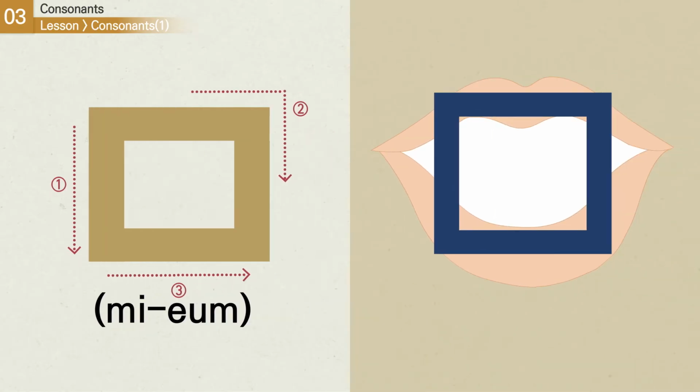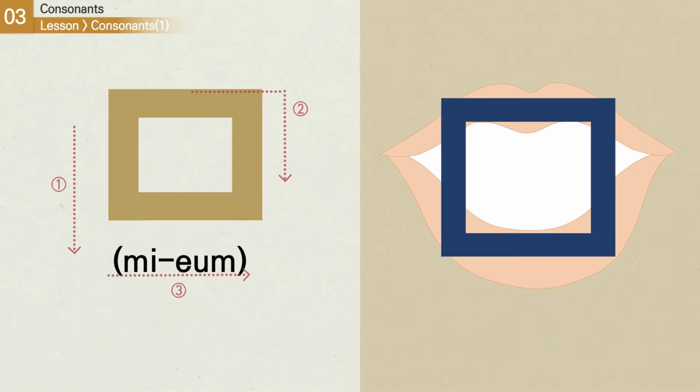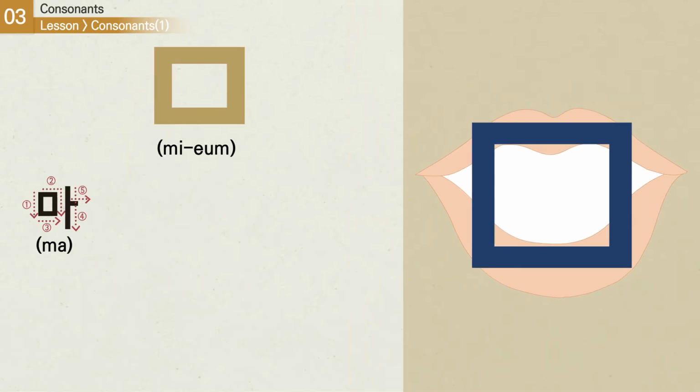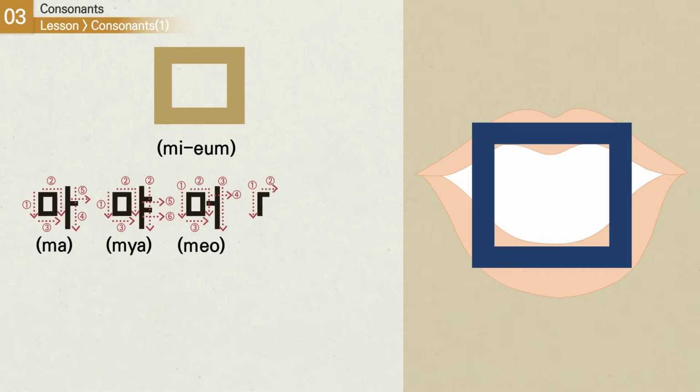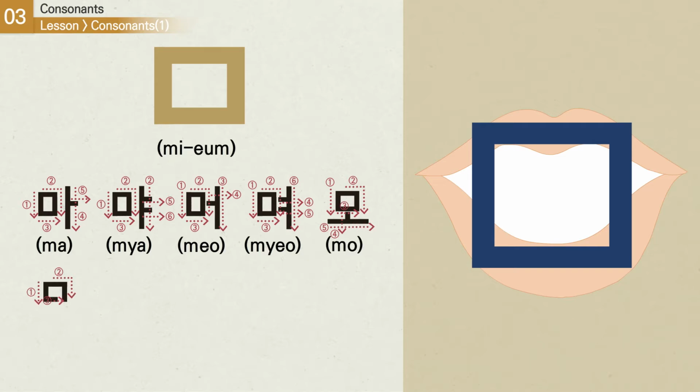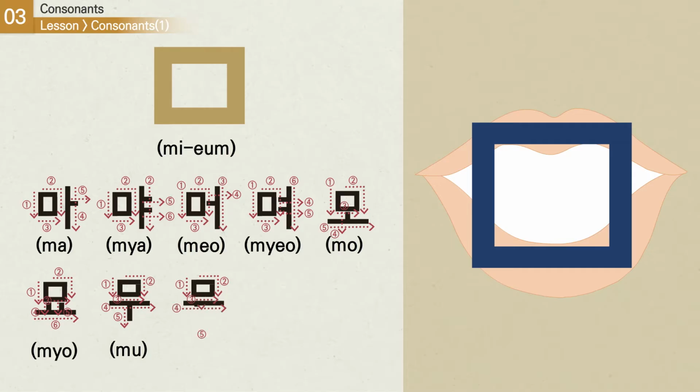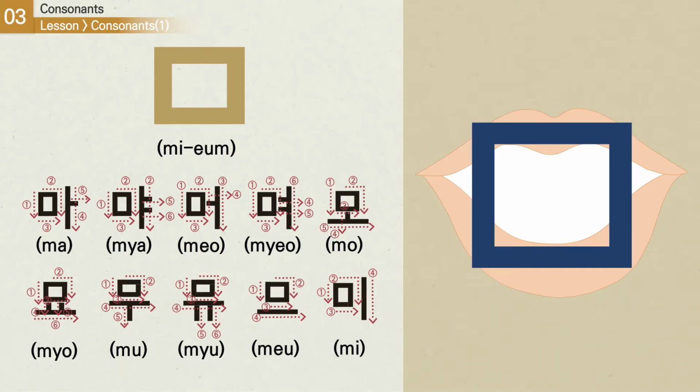When pronouncing mium, you close your mouth, making a mium shape with your lips. Mium also involves a nasal voice. Listen carefully. 마, 먀, 머, 며, 모, 묘, 무, 뮤, 므, 미.